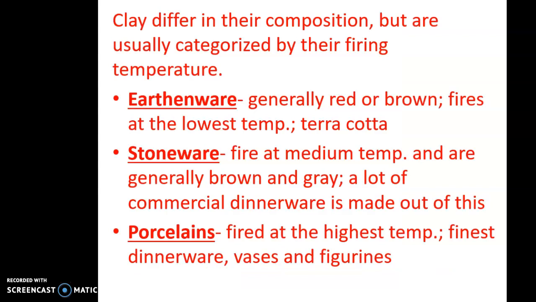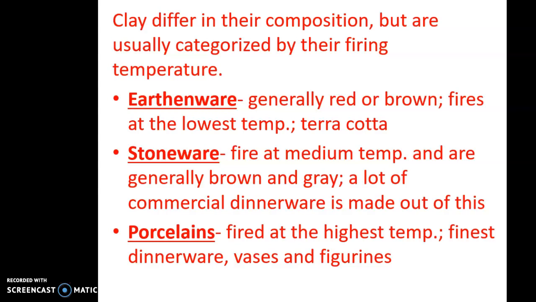Now, clay differs in its composition, but is usually categorized by firing temperature. So there are 3 different types here. We have earthenware, stoneware, and porcelains. Now, earthenware generally comes in the red-brown colors and fires at the lowest temperature. So this is more like that terracotta pot you have outside. It's very brittle, so when the temperature changes, or moisture changes, it can crack and kind of fall apart.